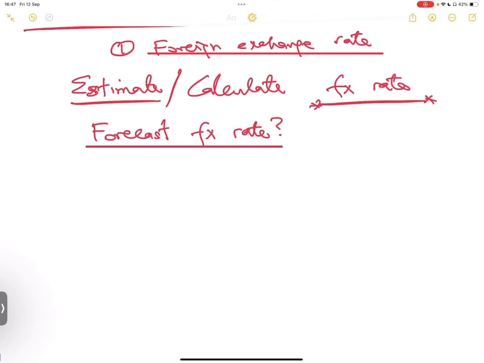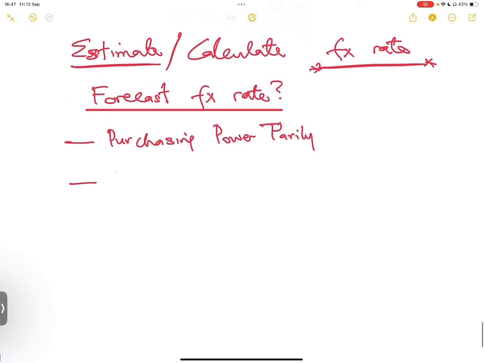If you remember the risk management part of your FM paper, the last section, we actually learned how to forecast exchange rates. And I told you that there are two methods that I gave you. The first one was the purchasing power parity, and the interest rate parity.